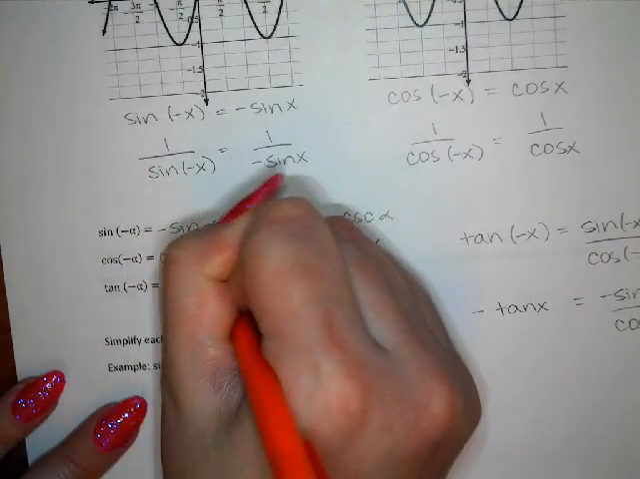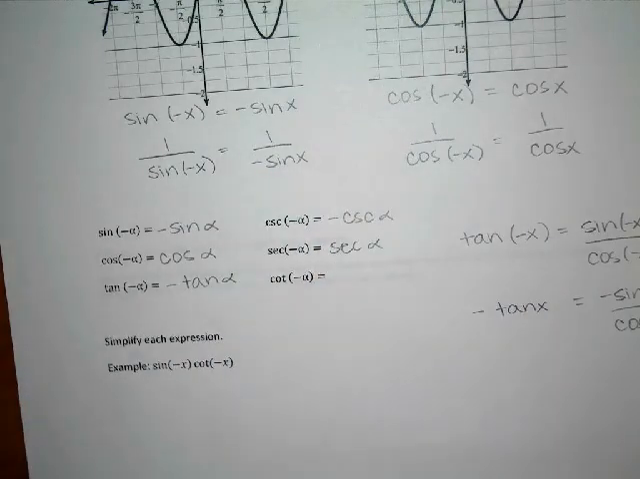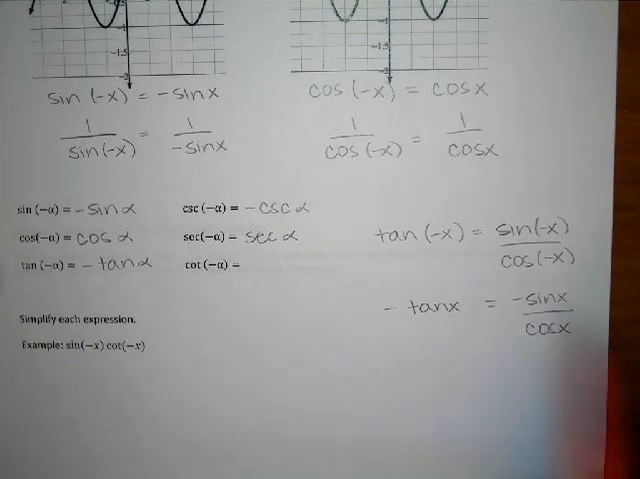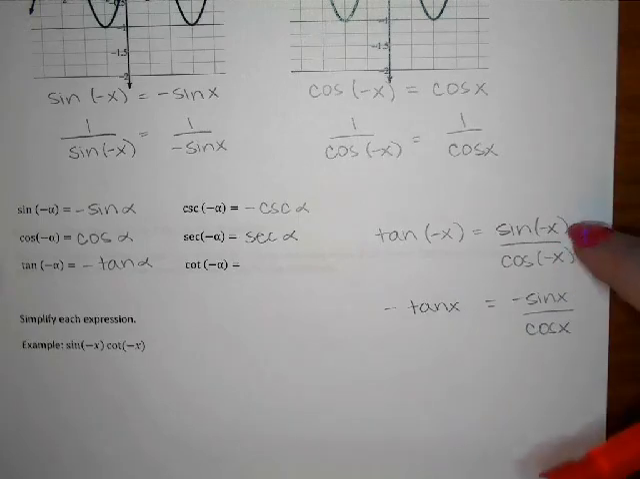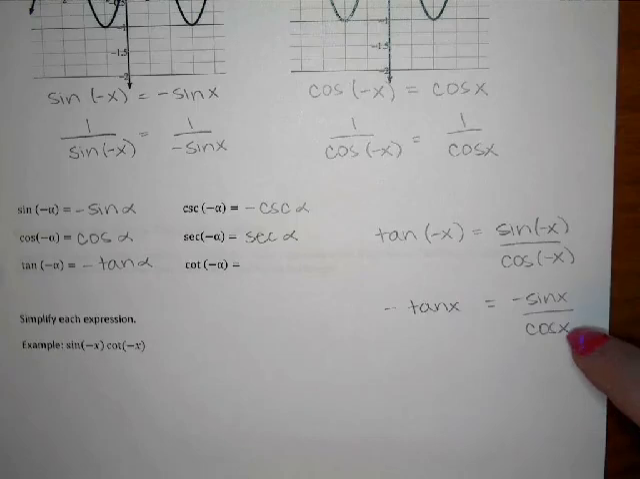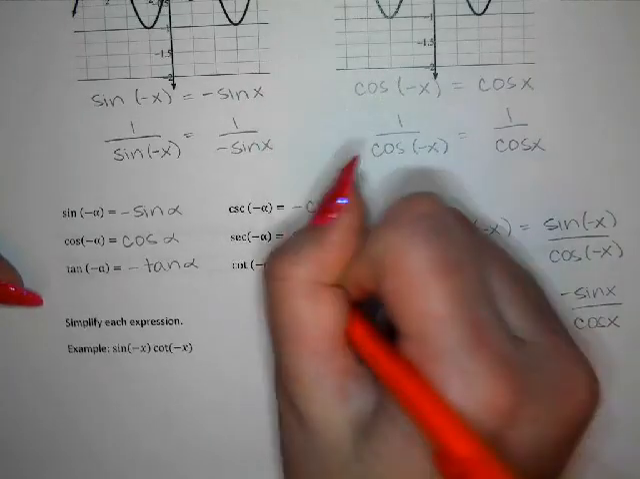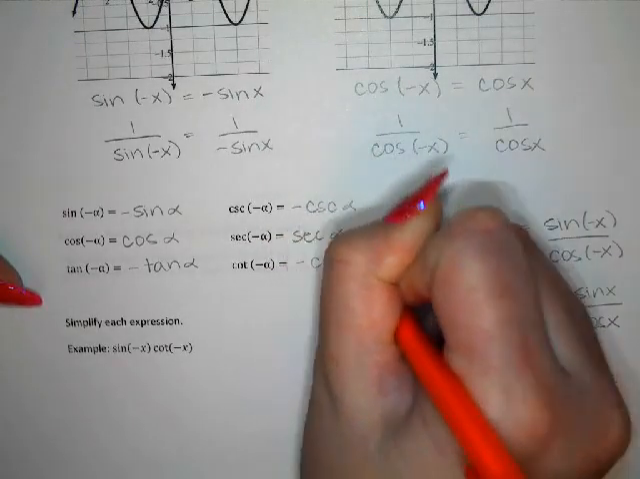And you can imagine doing the same thing for cotangent. If we were to do cotangent, we would just invert this. We would do cos divided by sine, and cos would be positive in the numerator, sine would be negative in the denominator, and we would end up with negative cotangent. And so these right here are the even and odd identities. We're going to use these for the next couple of problems.